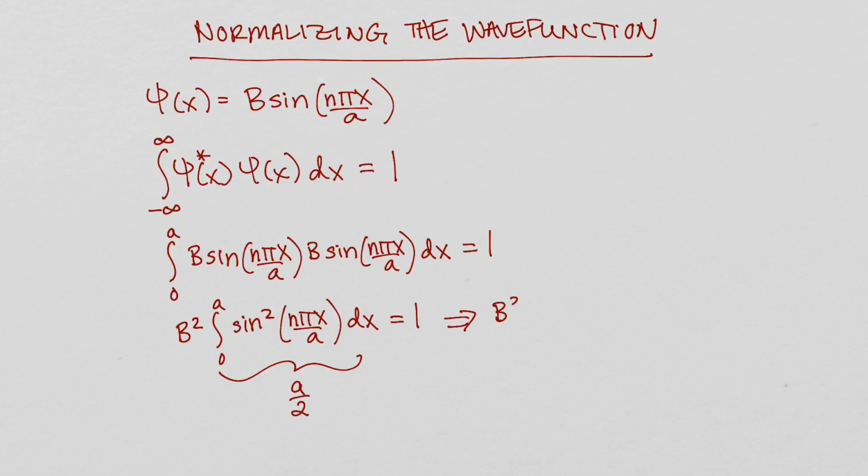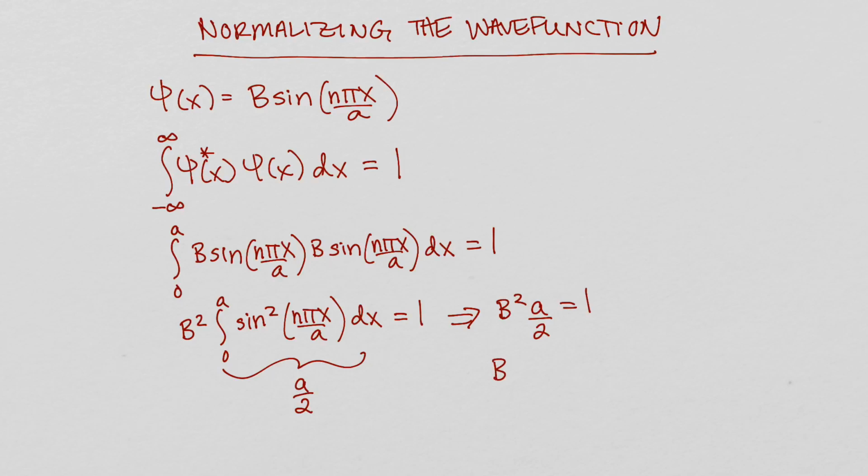So we have b squared times a over 2 equals 1. We will solve for b squared. It's 2 over a, which means our b is plus or minus the square root of 2 over a. All right, so there is what we would call our normalization constant.